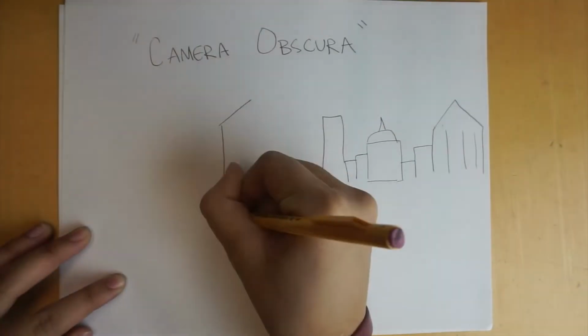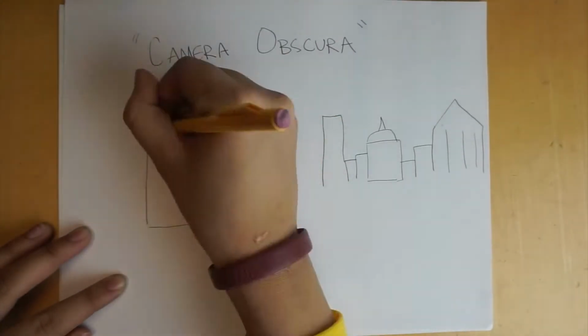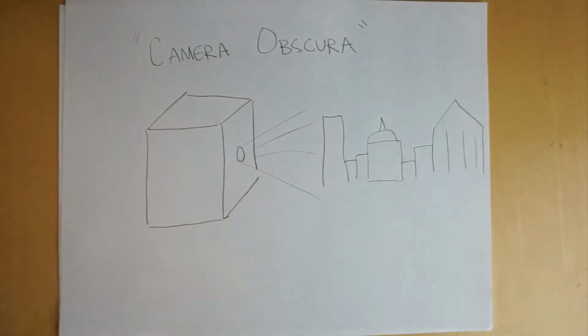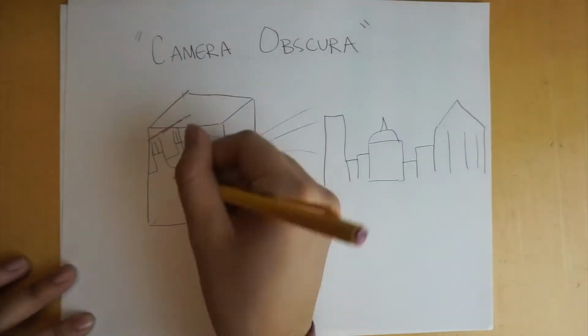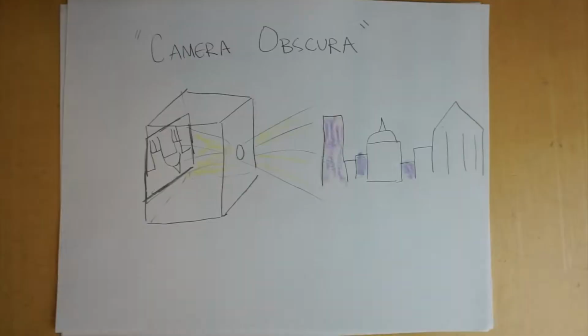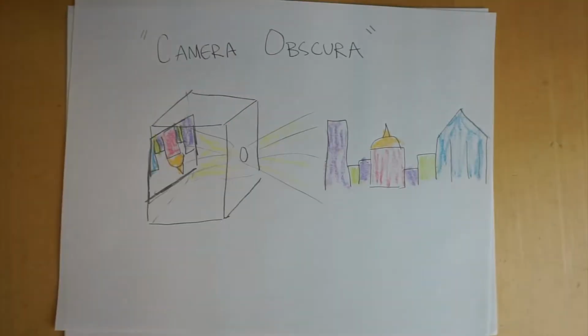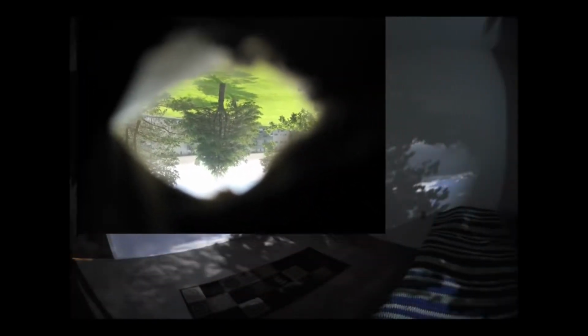The light that is reflected off an external structure, for example, a building, comes into a room or box with a small hole in the side. The light, due to optical inversion, is then reflected upside down inside the box, in complete detail and color. Here is a real-life example of a camera obscura. As you can see, a hole has been cut into the wall, and the images from the outside have been reflected onto the inside.